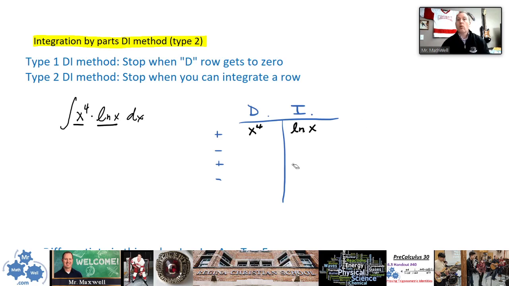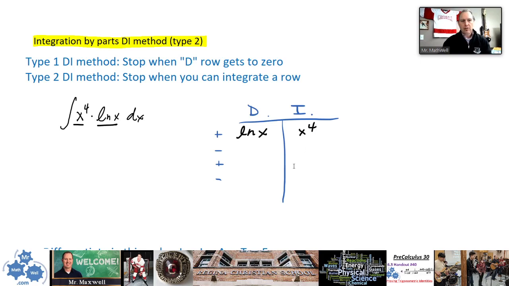Wow. Right away we start to run into problems. So I can actually differentiate ln x easier than I can integrate ln x. Now in type 2, it's not going to be a slam dunk as to which one I should differentiate and which one I should integrate. So I am going to erase this because I'm going to tell you that we should do ln x over here and we should do x to the 4th here. Now, how do we know that?